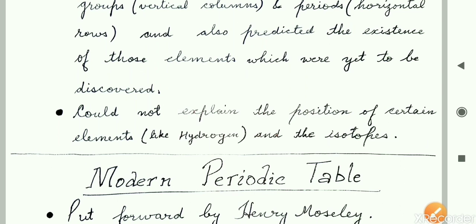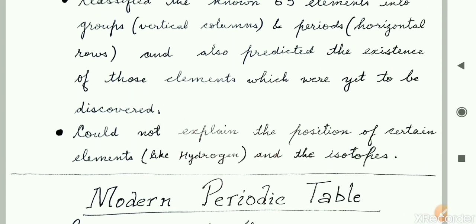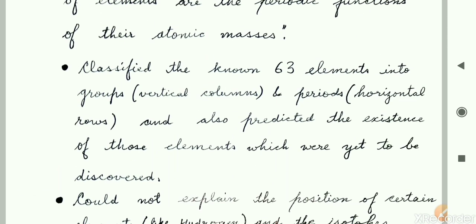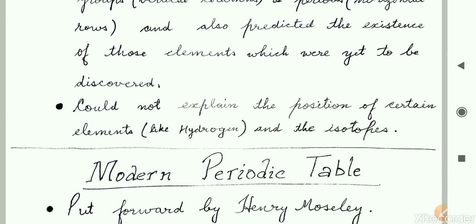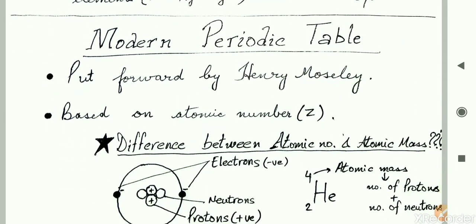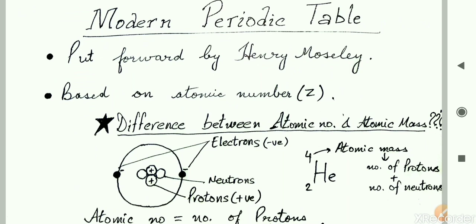He could not explain the position of certain elements like hydrogen and the isotopes. We'll not go into much more detail, as this topic is something you have already studied in class 9. So we're quickly moving on to the introductory part of the modern periodic table. It was put forward by Henry Moseley and it was based on the atomic number.